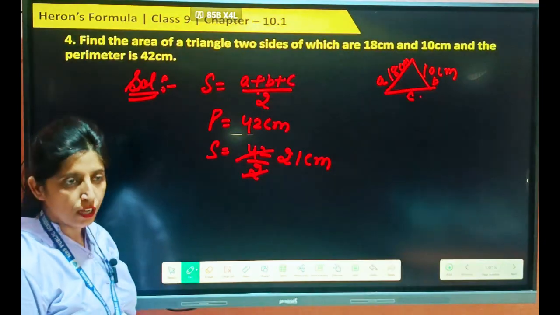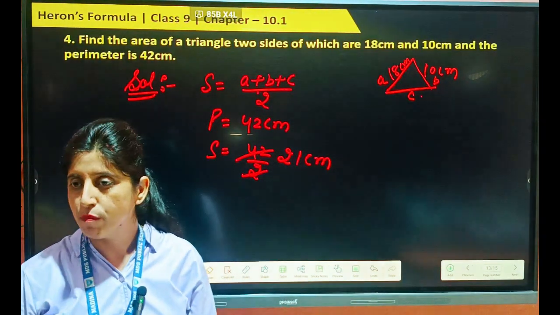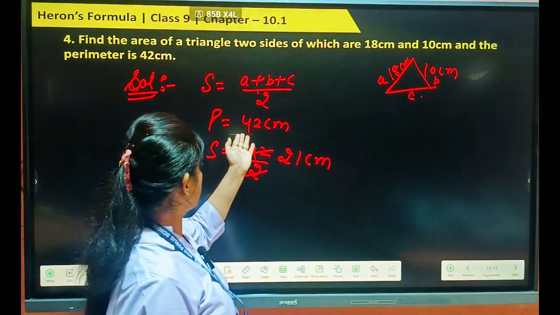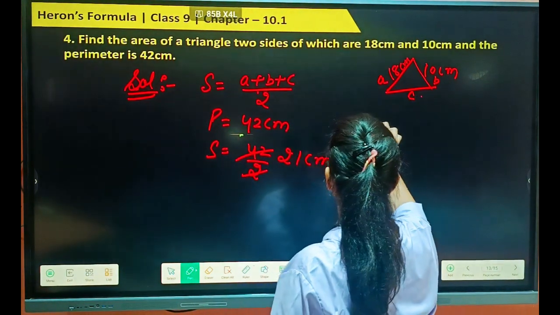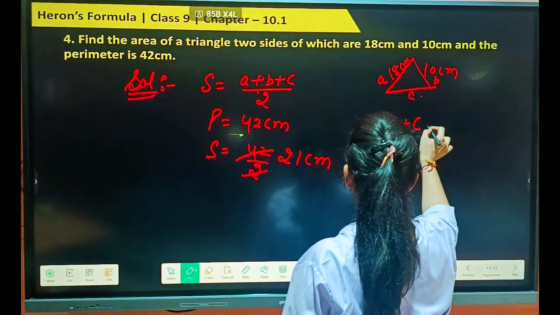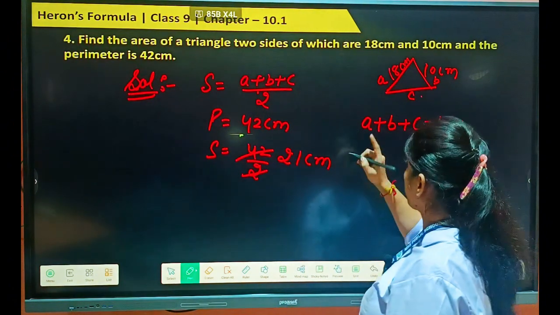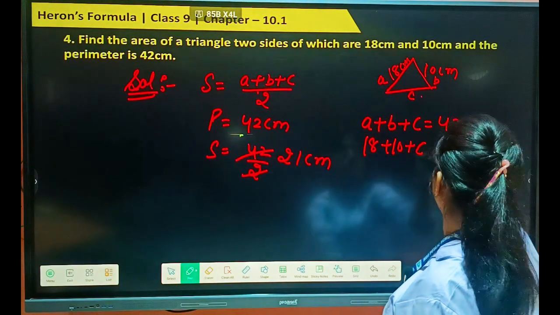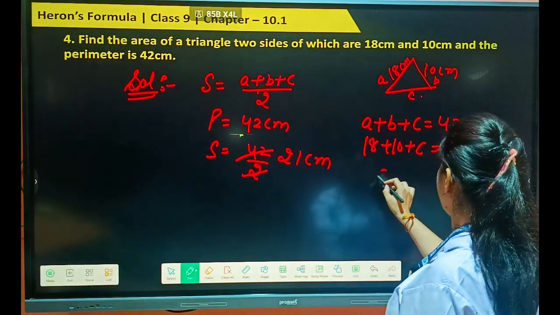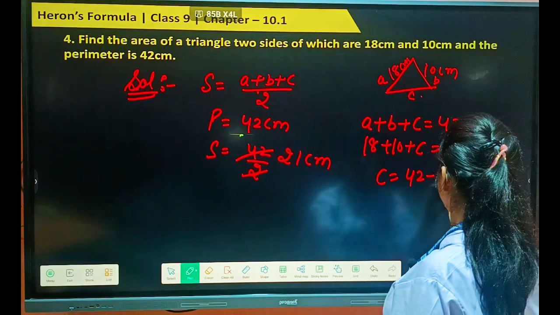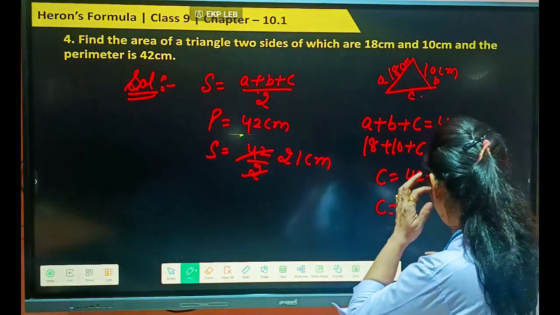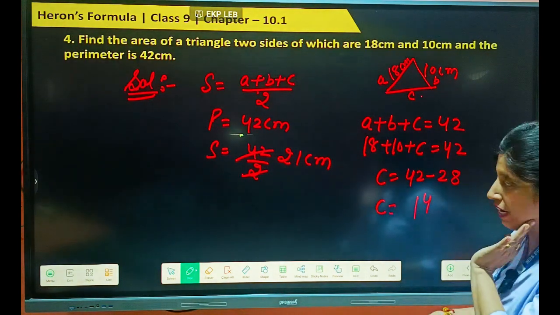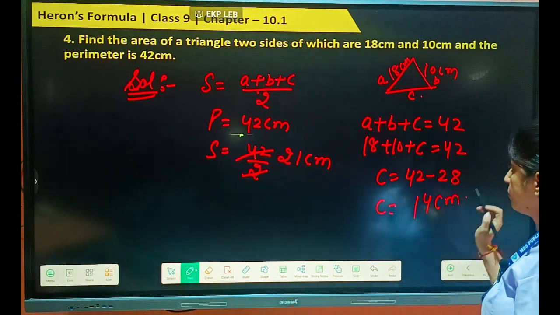Semi-perimeter is 21. But we need the third side also, because we will subtract s minus a, s minus b, s minus c. So we can find it from the perimeter, which is 42 and is the sum of all sides. A is 18, B is 10, C we have to find. C is equal to 42 minus 28, which is 14. So C came 14 centimeter.